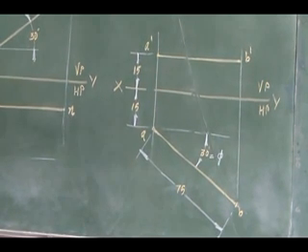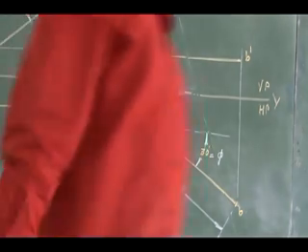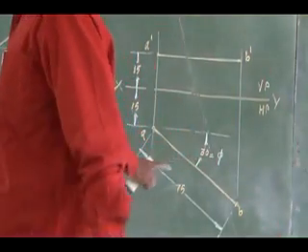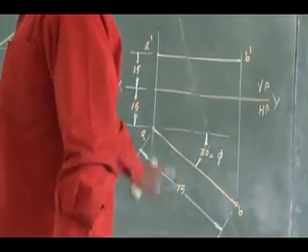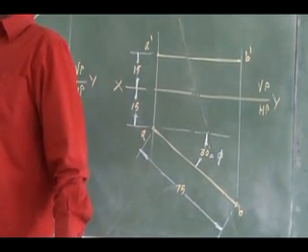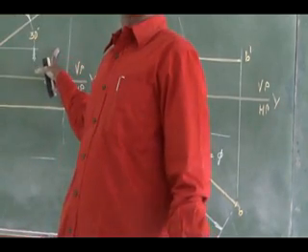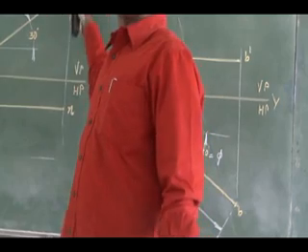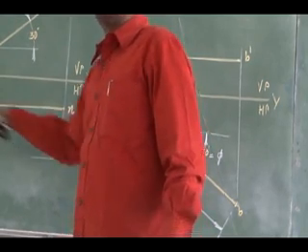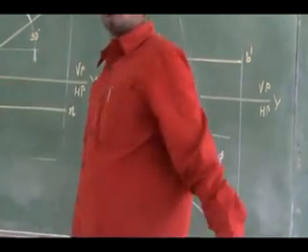This case you should remember, because using this case only I am going to proceed to the next stage. The line is inclined only to HP, and the line is inclined only to VP. In the first case, the line is inclined to HP and parallel to VP. So I will obtain the true length and true inclination on the front view on VP, and an apparent length, a shorter straight line parallel to the reference line, on the top view.